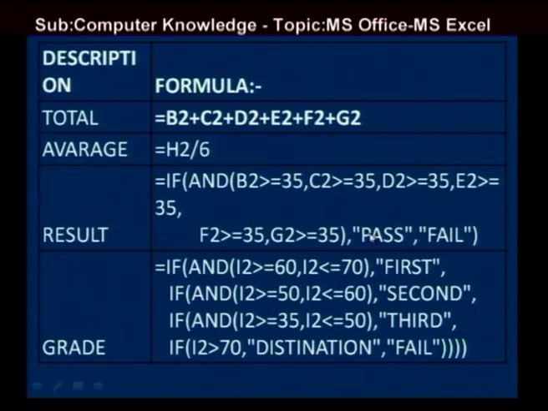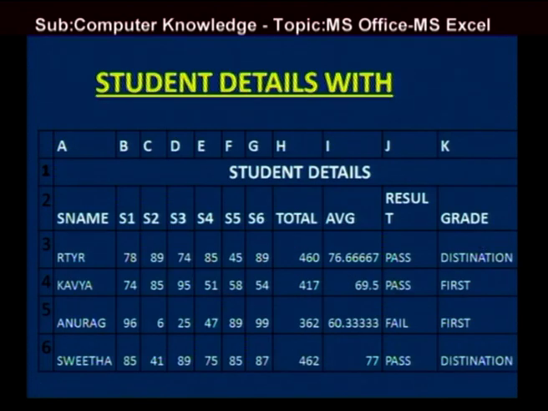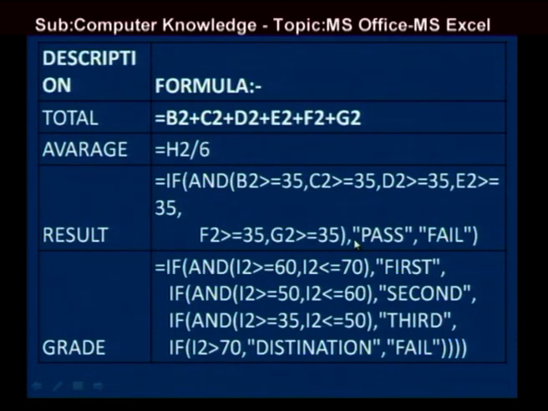Here write "Pass" within inverted commas, comma, and within inverted commas we have to write "Fail", close the bracket, then click on enter. It will show whether the student passes or fails. This is the formula for result. It is used for result calculation in student details, and in your competitive exams, sometimes prelims and mains also. So, you have to follow these.